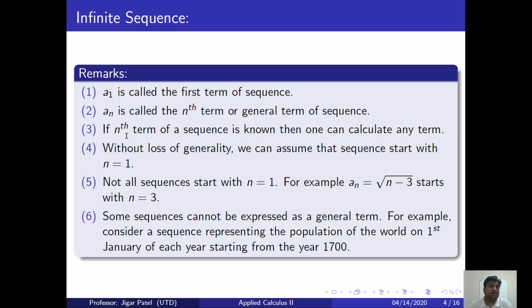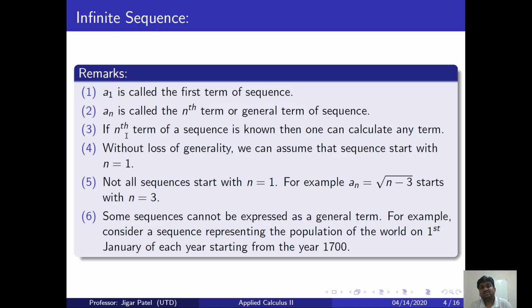It is very clear to understand that the population of the world is a random entry. There is no general term that can predict the value of this sequence for any n value. So we cannot really come up with a general term an which tells us what will be the population of the world in 2025, 2030 or 2050. Obviously there are sequences that cannot be expressed in terms of a general term.